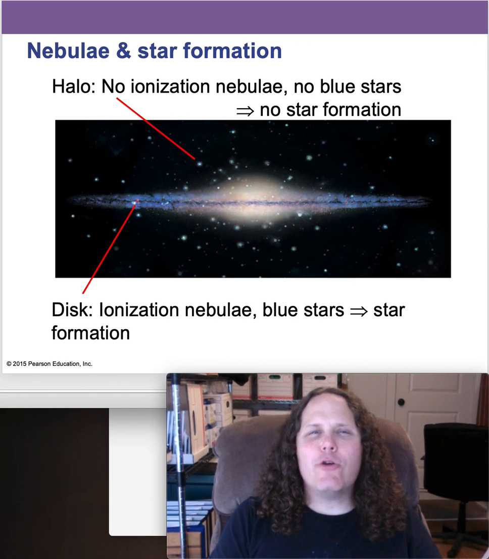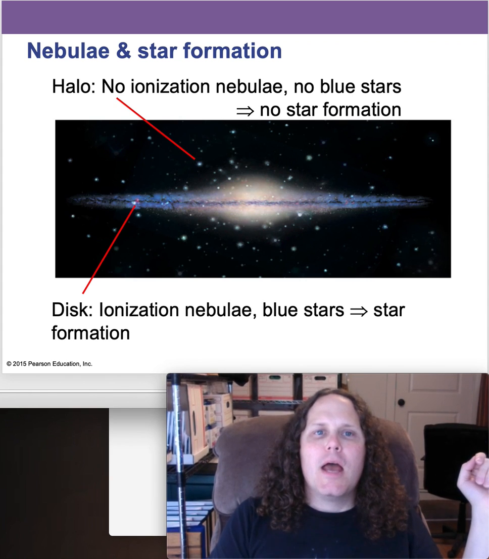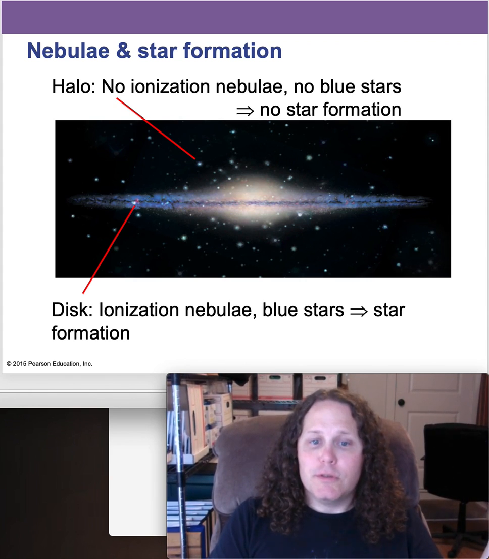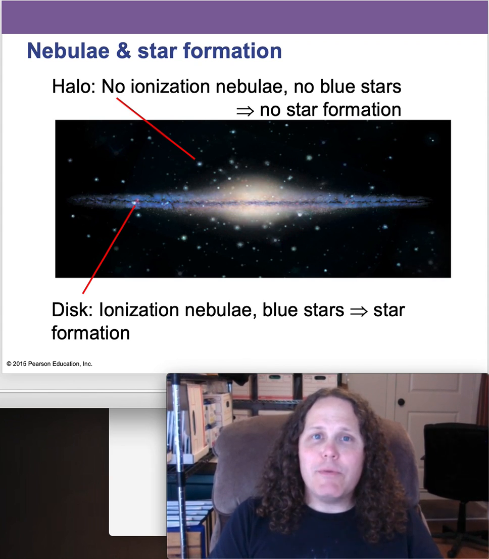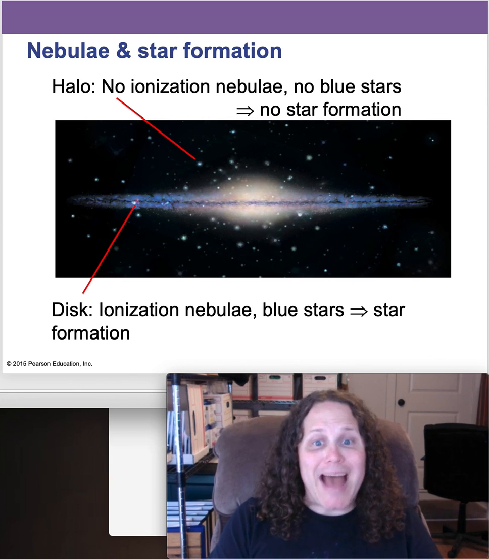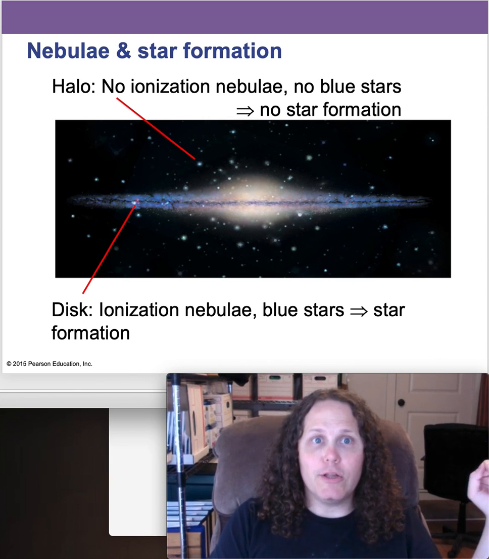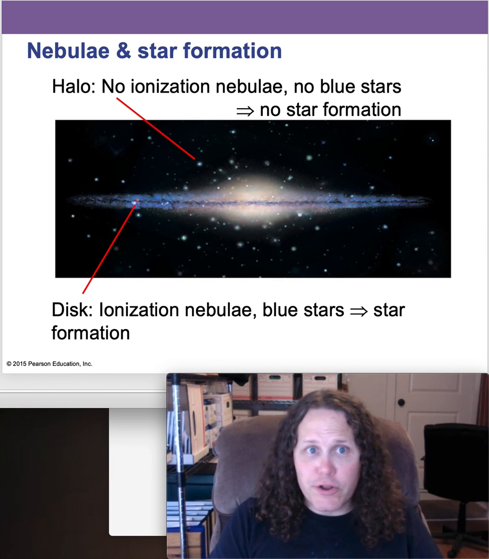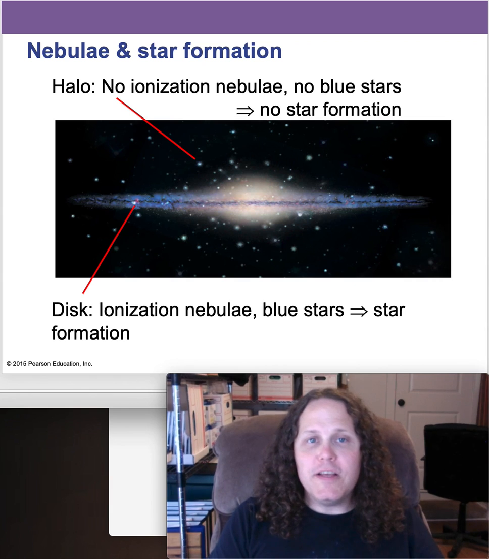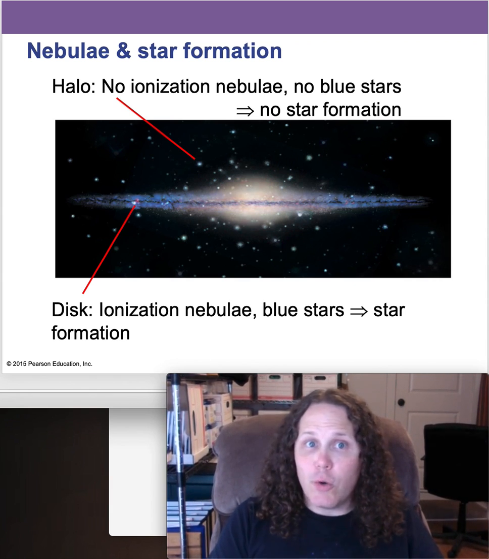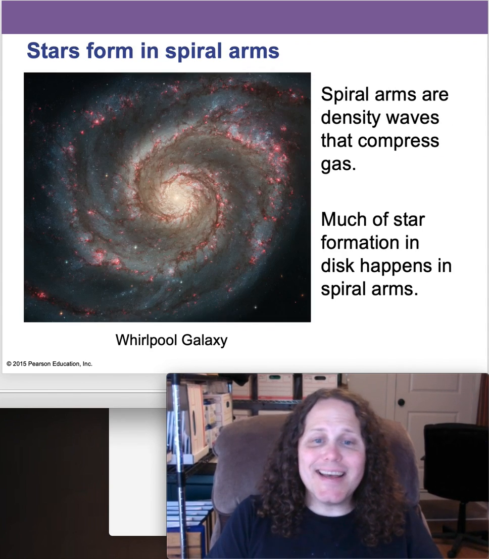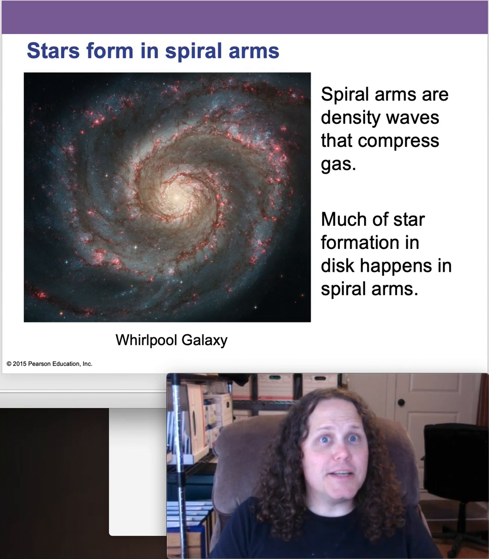So how do we know where stars form? Spectral lines of molecules, like carbon monoxide, are a clue. Also, ionization nebulae and the presence of hot, young, massive blue stars are a clue. All blue stars are young stars because blue stars die when they're still young. All of these clues are found in the disk of the galaxy, which tells us most ongoing star formation occurs in the disk. But not all regions of the disk are equal.